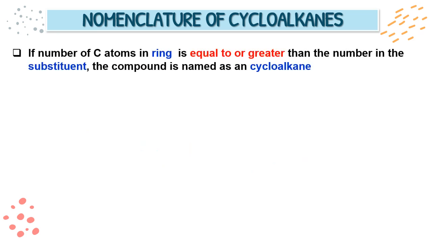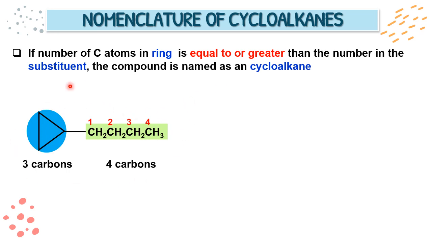Still under this criteria, if the number of carbon atoms in the ring is equal to or greater than the number in the substituent, the compound is named as cycloalkane. But let's say I have this structure, so this is our cyclic structure, 3 carbons, and then the substituent over here has 4 carbons. So the linear chain is 4, the cyclic is 3 carbons. So automatically, the one that will be chosen as the parent chain will be the 4 carbons over here.